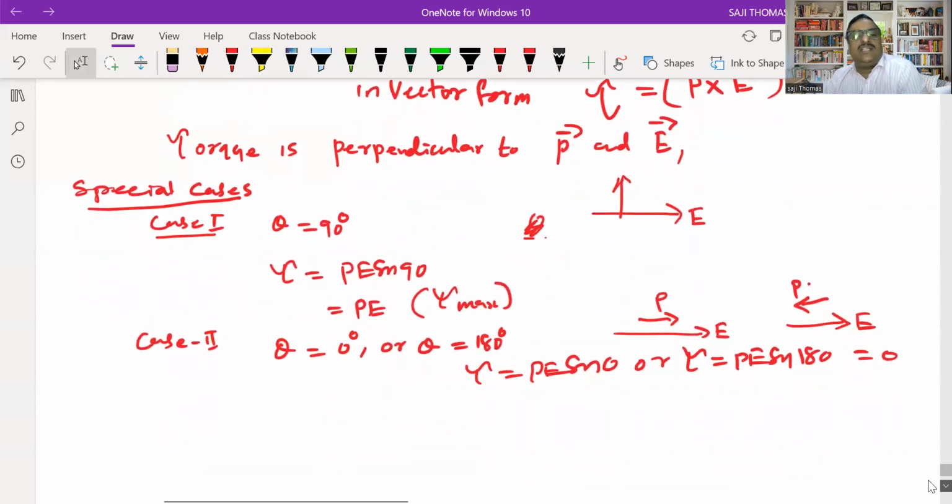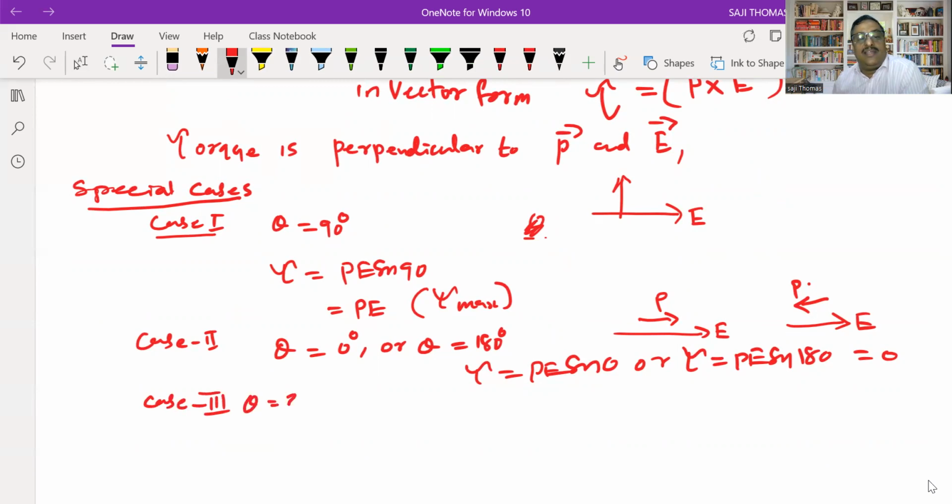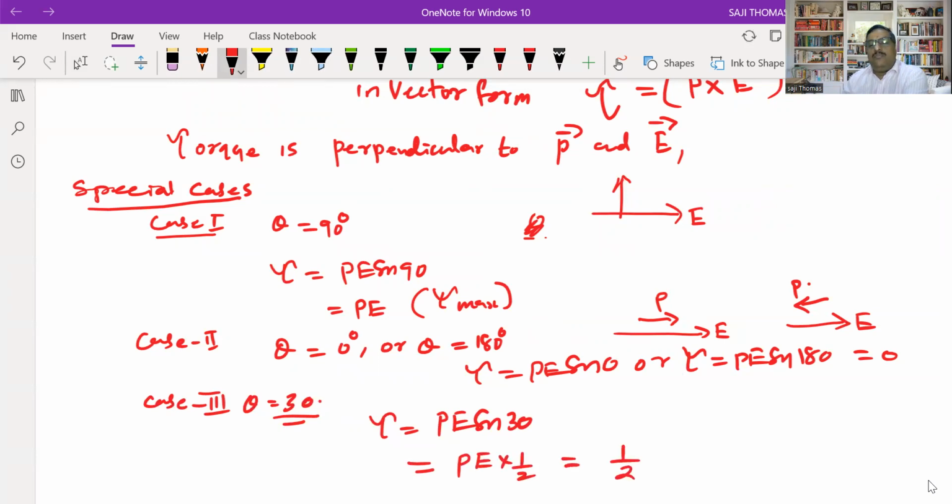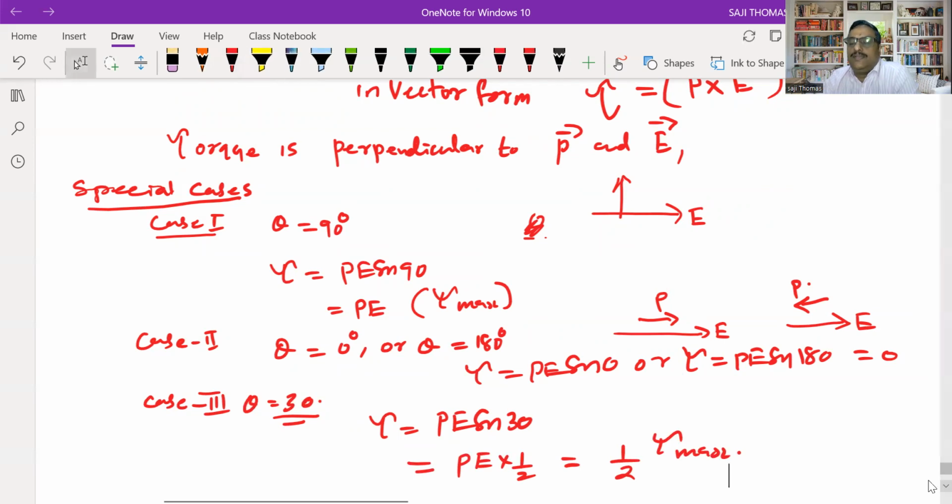One more case we will discuss. If theta is 30 degrees, if the electric field makes 30 degrees with the dipole length, then tau is equal to P sine 30. Sine 30 value is 1 by 2. P into 1 by 2. So it is half of the maximum torque.